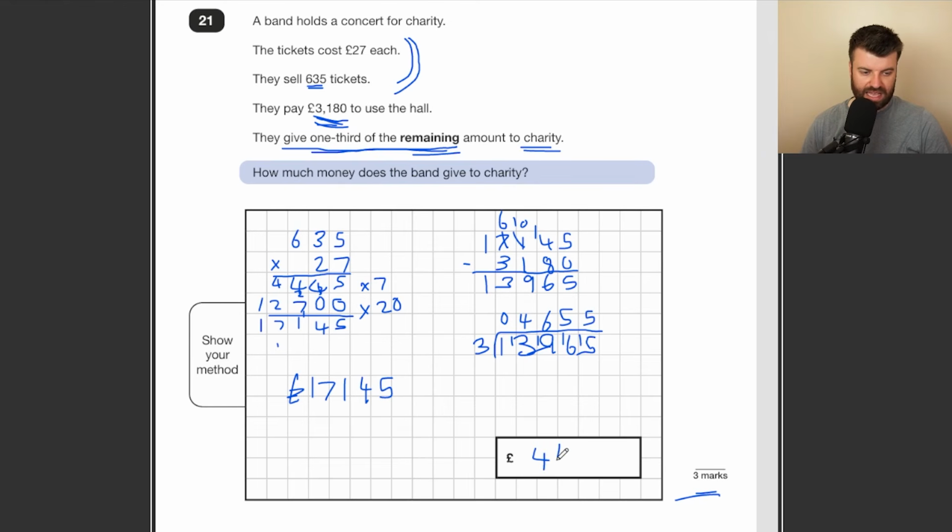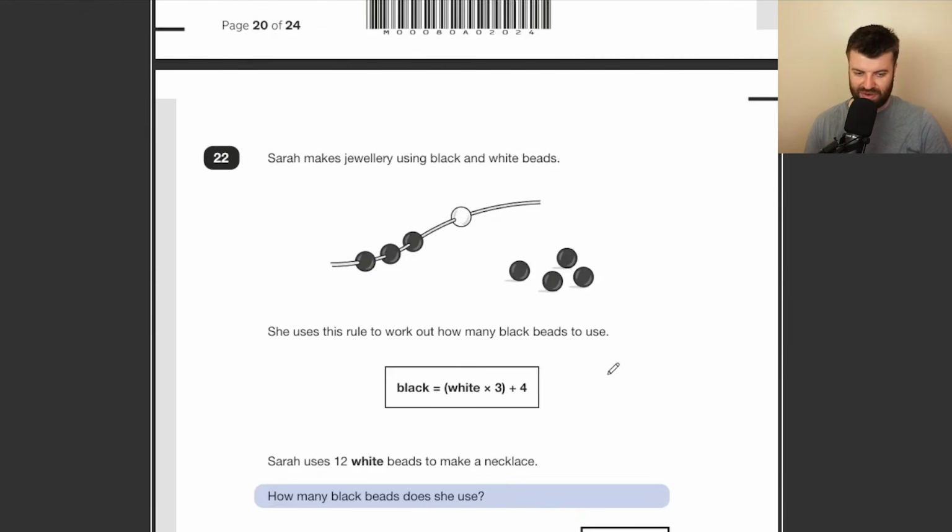The band gave £4,655 to charity. A proper 3-step problem. Work out how much money they took, take away the cost of the hall, divide it by 3, and that's your answer. 3 marks. My goodness.